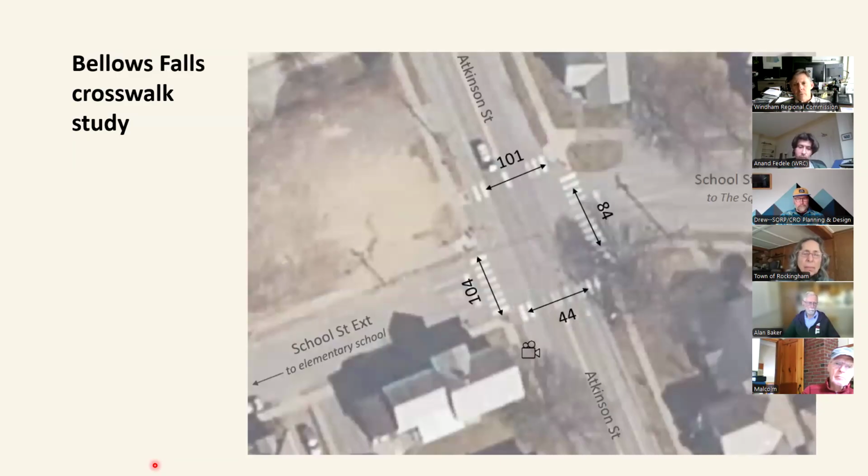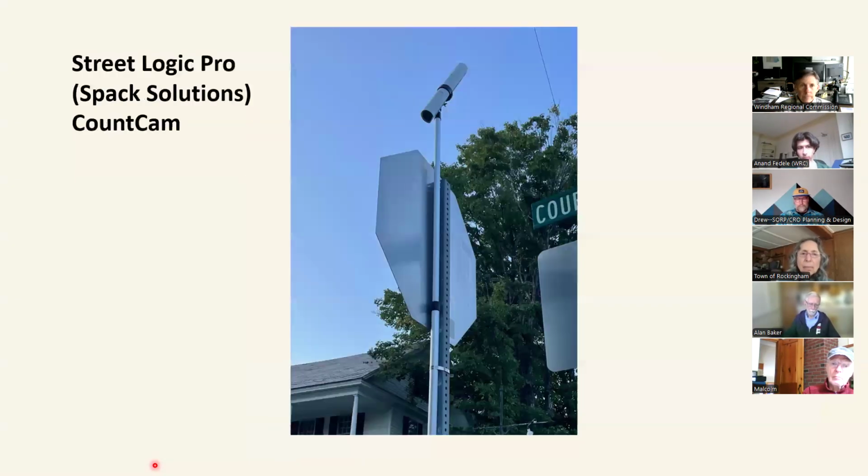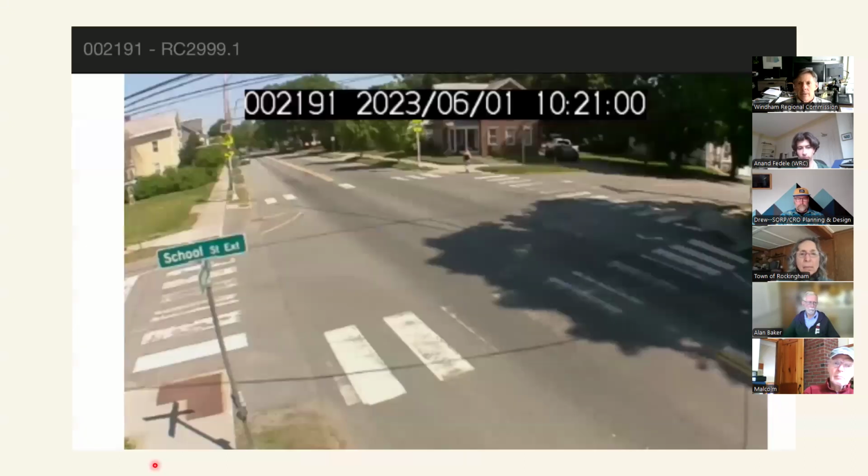Another example of a crosswalk study we did in Bellows Falls. We had the video camera on the corner of Atkinson and School Street there, looking primarily at students who are walking to elementary school. And with one video camera, we're able to get information on the use of all 4 of the crosswalks there. This is a picture of the video camera that we have mounted up in Newfane, where we were doing a crosswalk study there. And just an example of what the video looks like. And again, we'll have somebody here look at it at 6 or 8 times the actual speed there and do our counts of pedestrians this way.